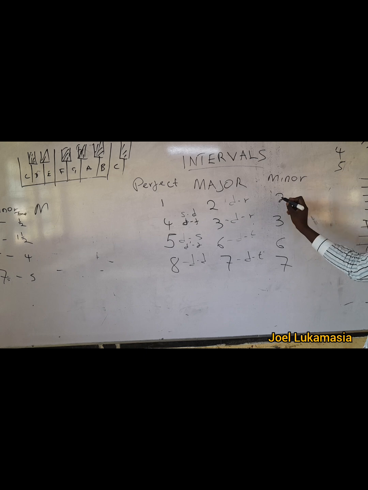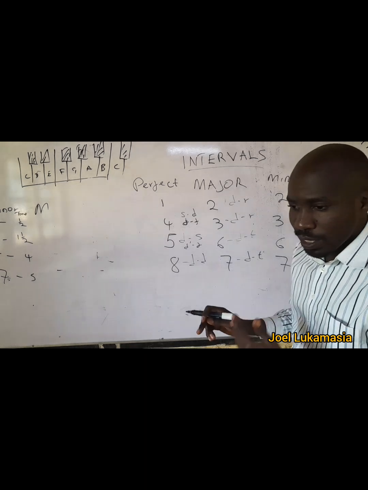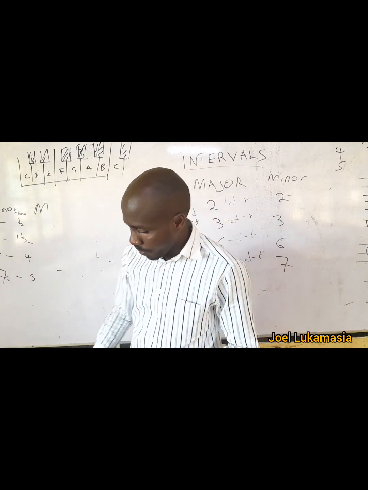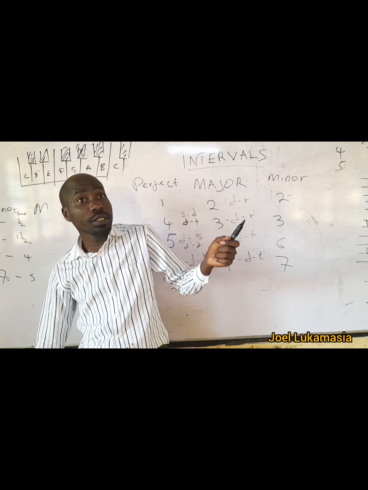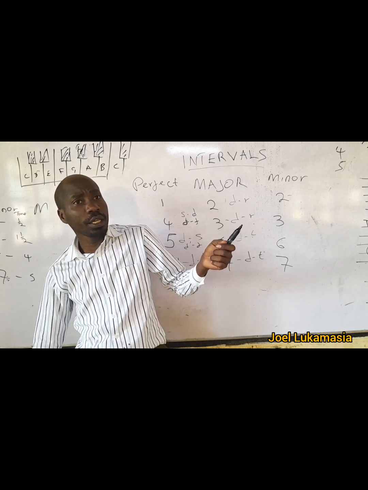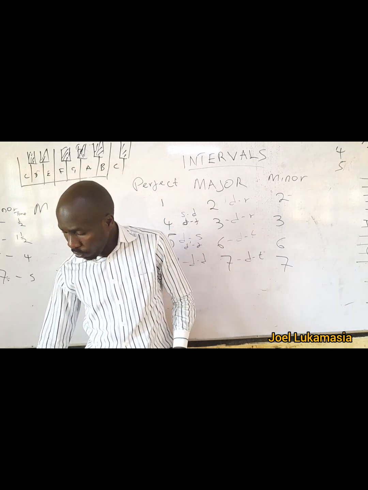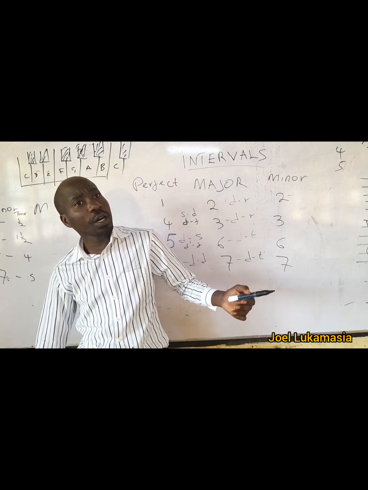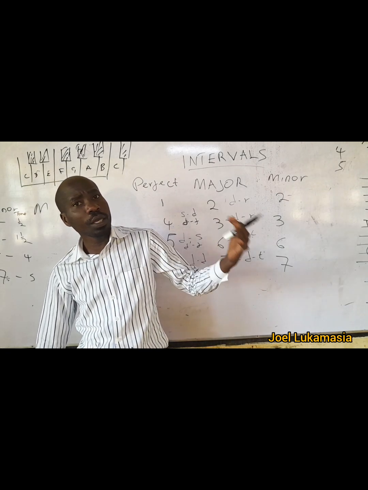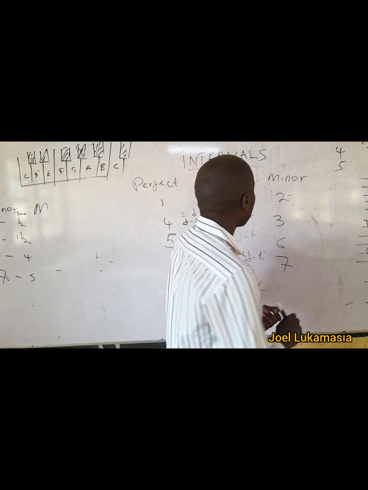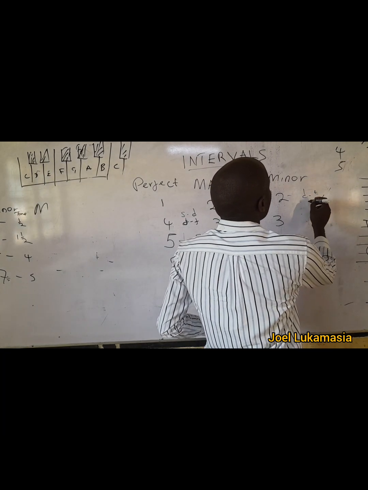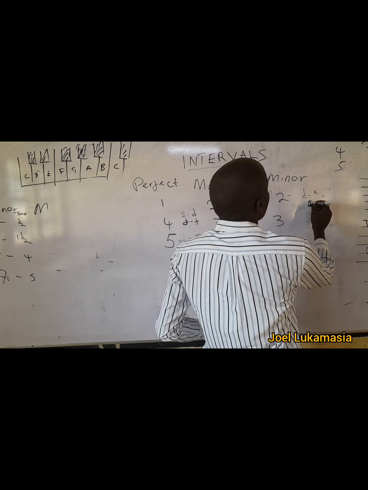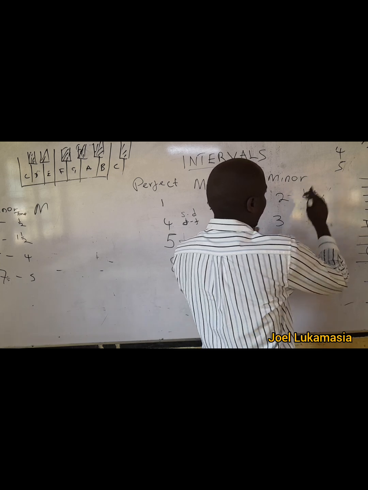Now the minor intervals, you have a minor second. Minor second is a semitone apart. You approach it as, for example, do, ti, do, ti. You can also say mi, fa, or fa, mi. So you can use do to ti or mi, fa, fa to mi, and vice versa.